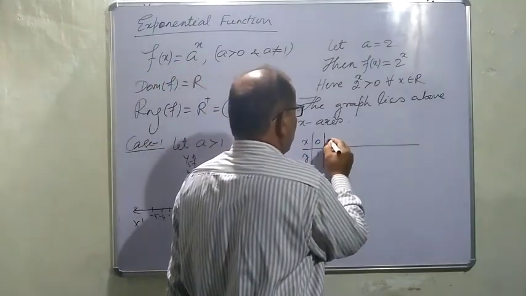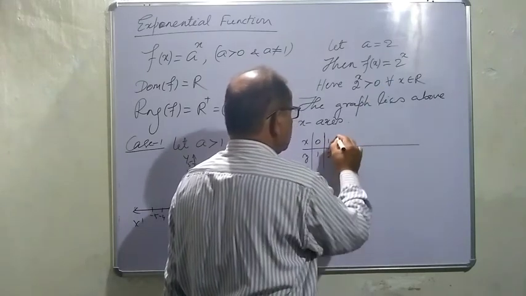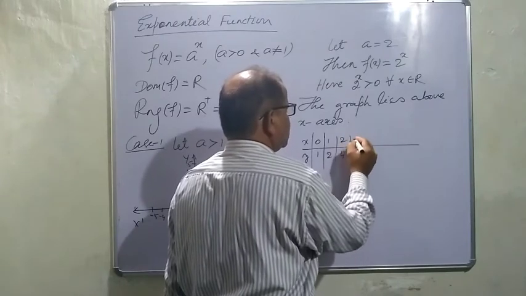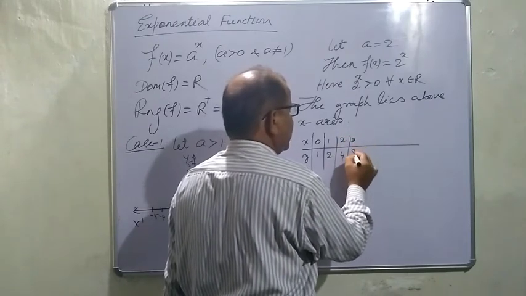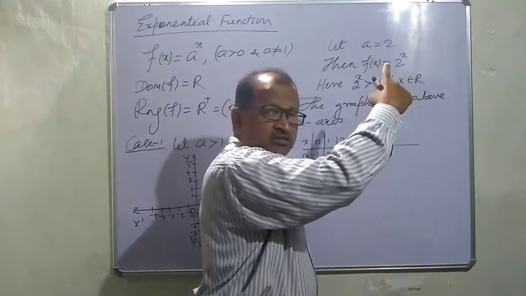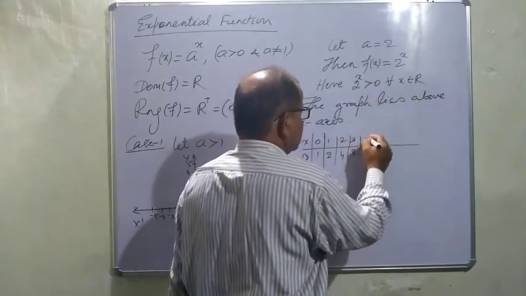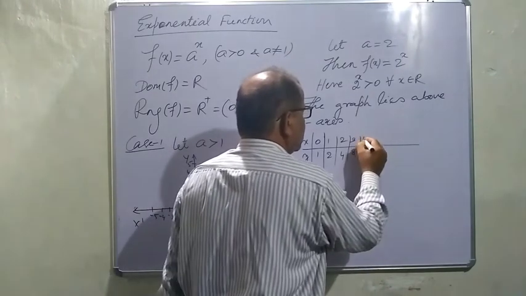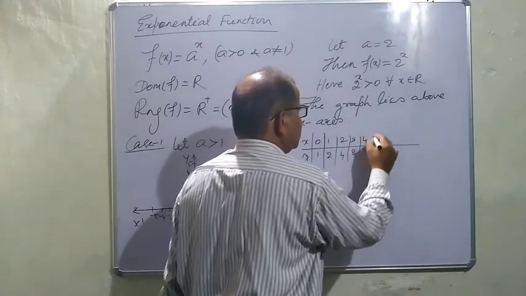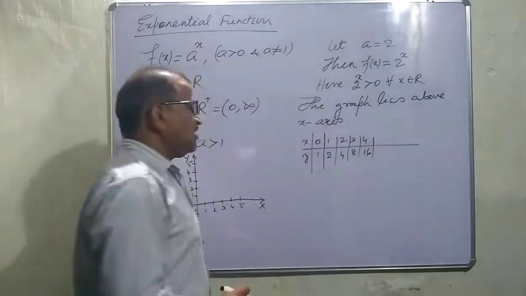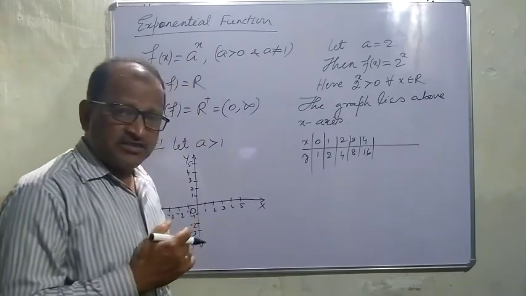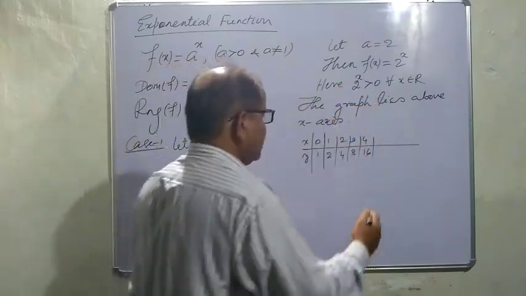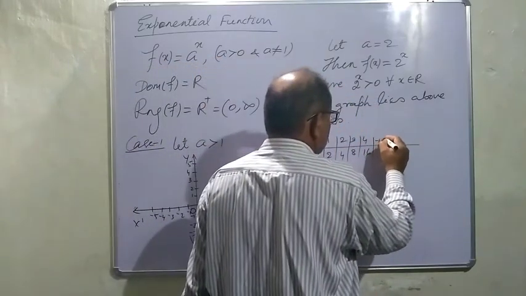Let us find out. If x is equal to 1, it is 2. x is equal to 2, it is 4. x is equal to 3, it is 2 to the power 3, that is 8. x is equal to 4, it will be 2 to the power 4, 16. So these are the values. It is increasing. Even if you take x is equal to minus 1, what will happen?